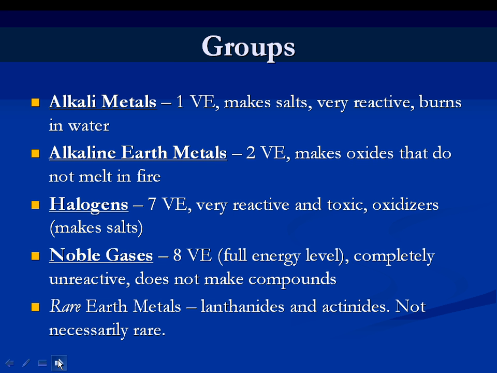They don't make compounds. Rare earth metals are the ones at the bottom, rare earth elements. They're the lanthanides and actinides. They're not necessarily rare. That's kind of an interesting thing about the name. For instance, cerium, Ce, is one of the rare earths, but it's actually as abundant in the Earth's crust as copper is, and copper's not a rare earth. Copper is actually a pretty common element.